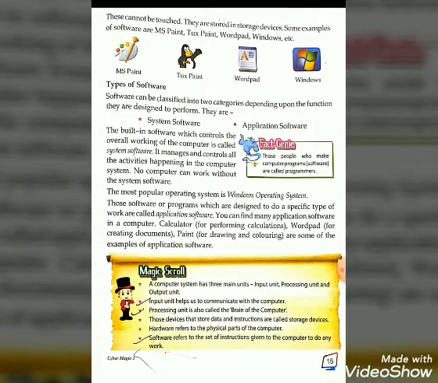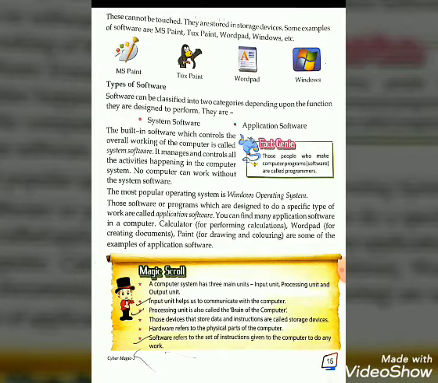Calculator, for performing calculation. For example, calculator is application software, and it is used for performing calculation only. Now the second one, WordPad, for creating documents. Next one, Paint, for drawing and coloring, are some of the examples of application software.